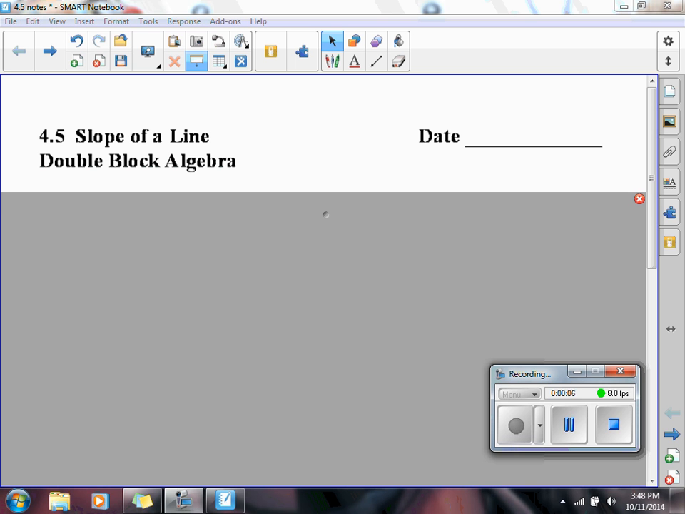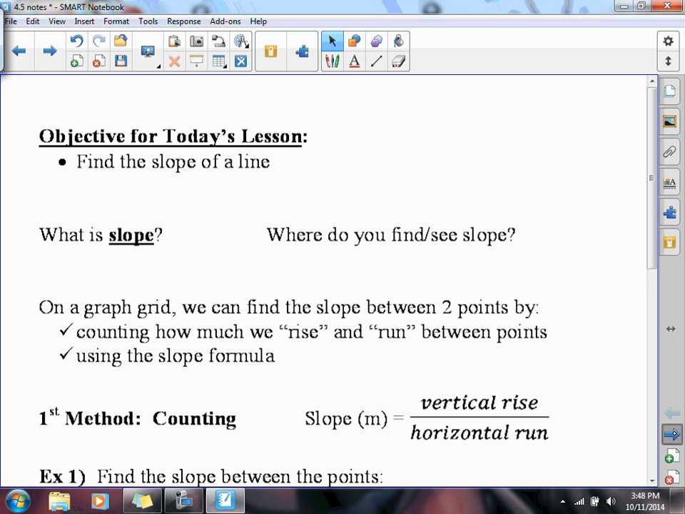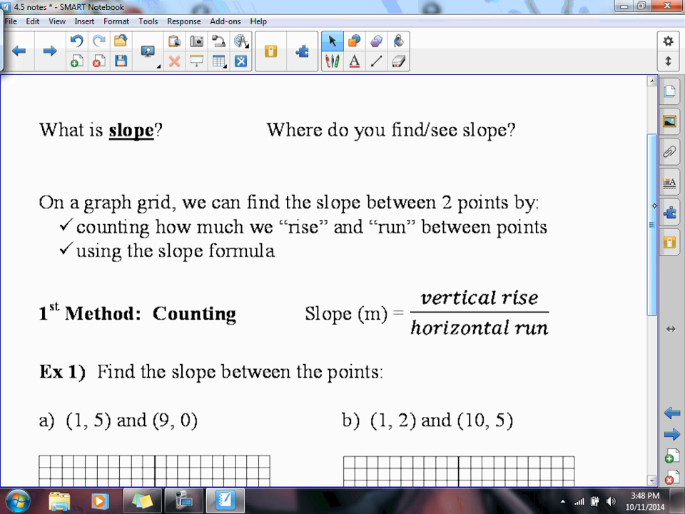These are the notes for section 4.5 entitled Slope of a Line. And what we're going to do today is find the slope of a line. First we're going to take a moment just to think about what slope is. And slope is actually how steep something is.